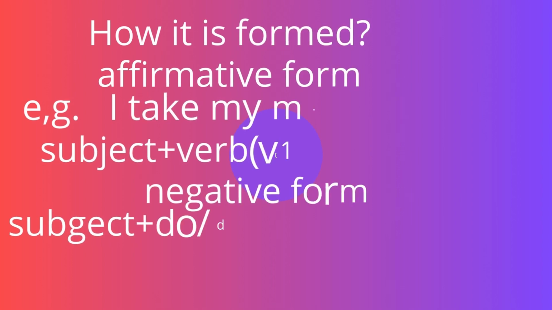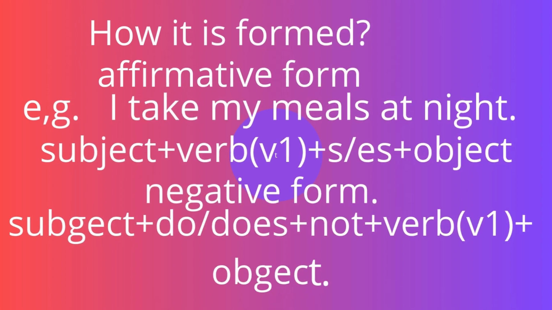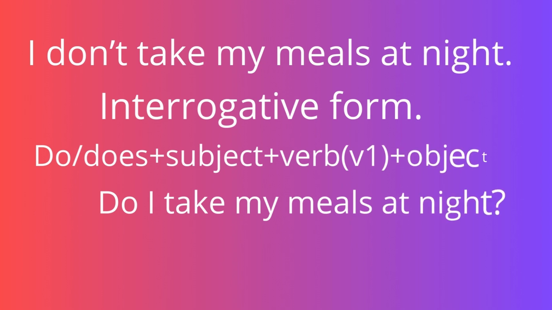How it is formed. Affirmative form. For example, I take my meals at night. Subject plus verb, V1, plus S/ES plus object. Negative form. Subject plus do/does plus not plus verb, V1, plus object. For example, I don't take my meals at night. Interrogative form. Do/does plus subject plus verb, V1, plus object. Do I take my meals at night?